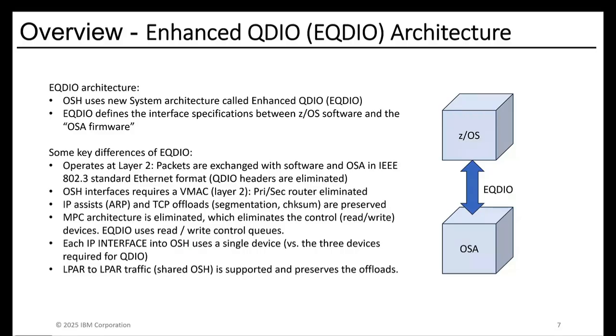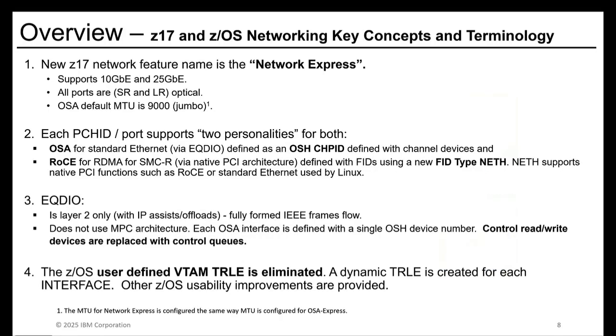And so that's a simplification functionality that will end up being of great value. Each IP interface into OSH, again, uses a single device versus the 3 devices. And LPAR to LPAR traffic is supported, and again, preserves the offload. So that's an important cost savings advantage.